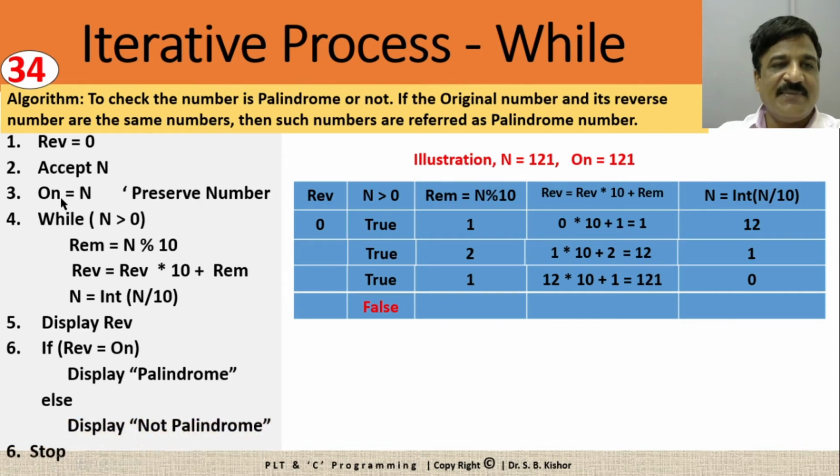Okay. Again remember the importance of this step, because during this loop we are losing what? The value of n that you have accepted. Okay. And since we need to compare at the end what? The reverse value with the number that you have accepted. But since we are losing that original value inside this loop, what we have done? We have copied the value of n into the original variable, and finally we are comparing.